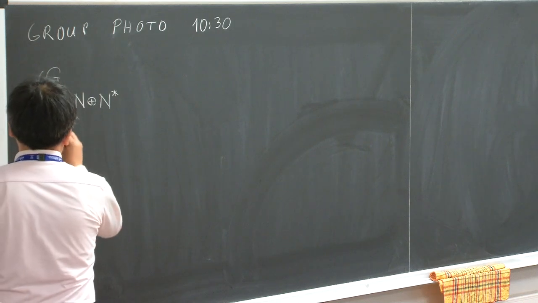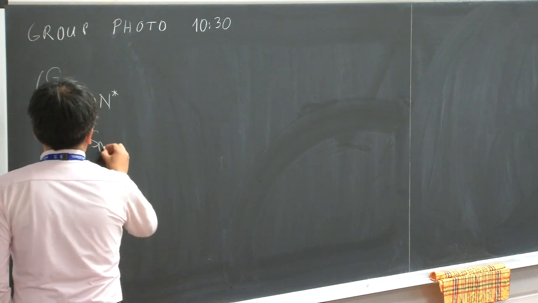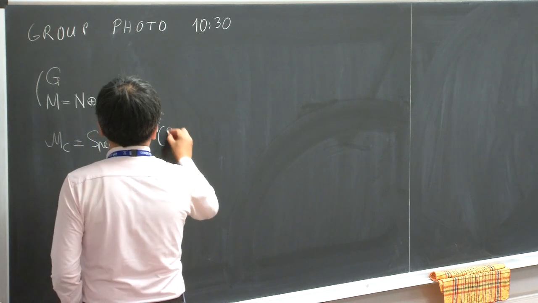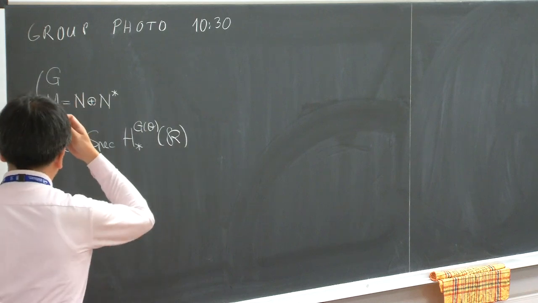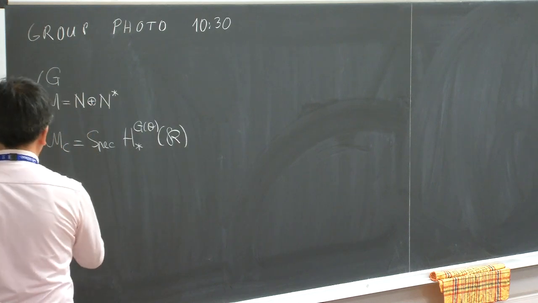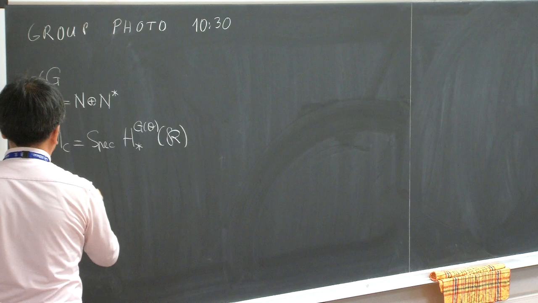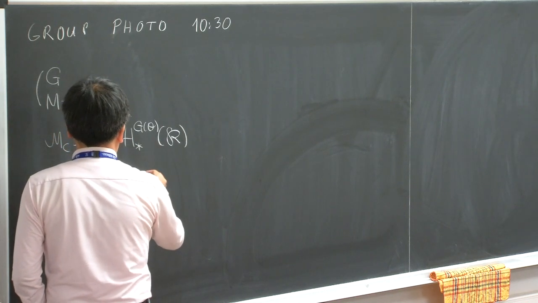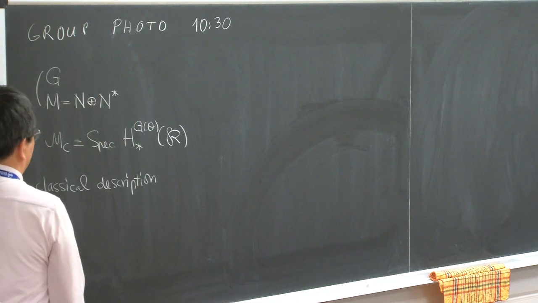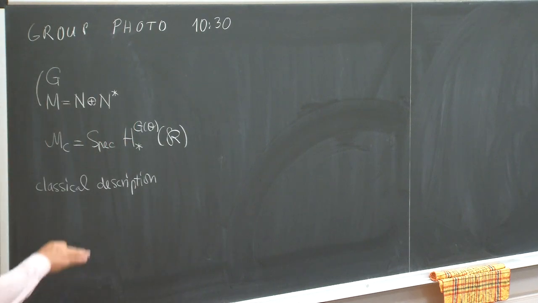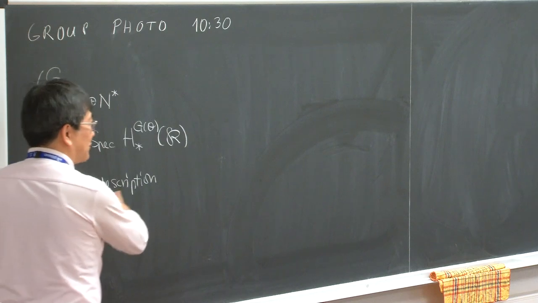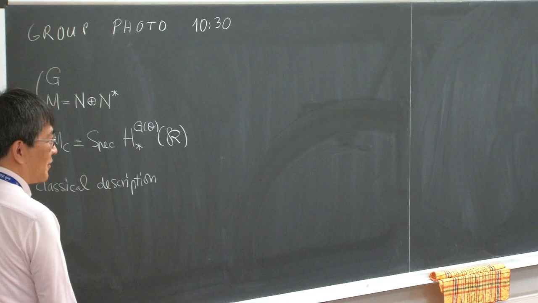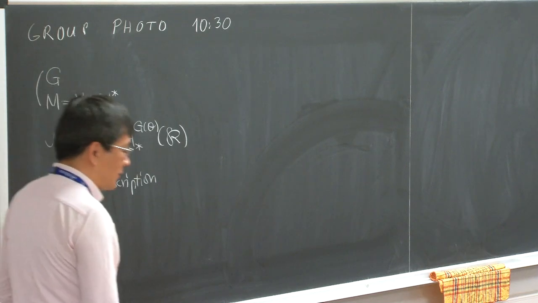So I gave the definition of Coulomb branches: the spectrum of the equivariant homology of a certain space. So now I give a classical description. Our approach is very different from the physicist approach. Physicists start with the classical description and then try to quantize. But I just start with quantization and go to the classical limit.